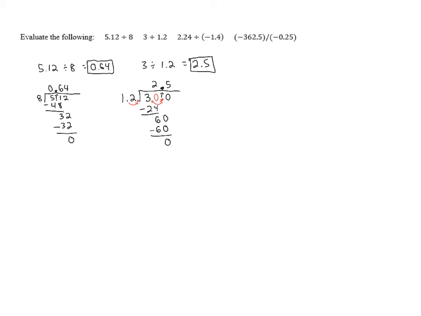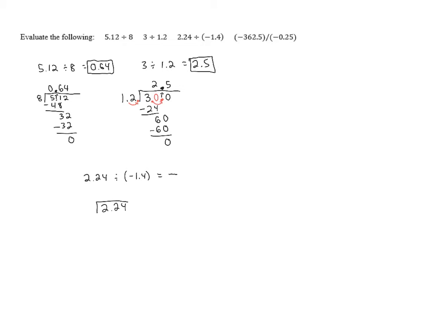All right. Let's look at the next one. I'm going to do it on the bottom because there's some space here. 2.24 divided by negative 1.4. Now instantly, we recognize that a positive divided by a negative is a negative. So our final answer is going to be negative, and you can just write the negative there right away, and then we'll set up the division.